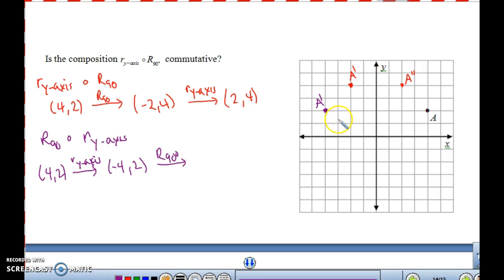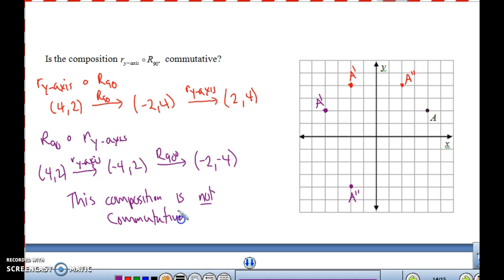Remember, rotation of 90 degrees is counterclockwise, so it's going to go down here. This becomes negative 2, negative 4. If I rotate this 90 degrees, it ends up down here at A double prime. So did I end up at the same place? No, I did not. If I did, they would end up at the same place no matter which I did. So this composition is not commutative. Occasionally it will be, but most of the time it will not. So be very, very careful. Knowing your rules is very handy.